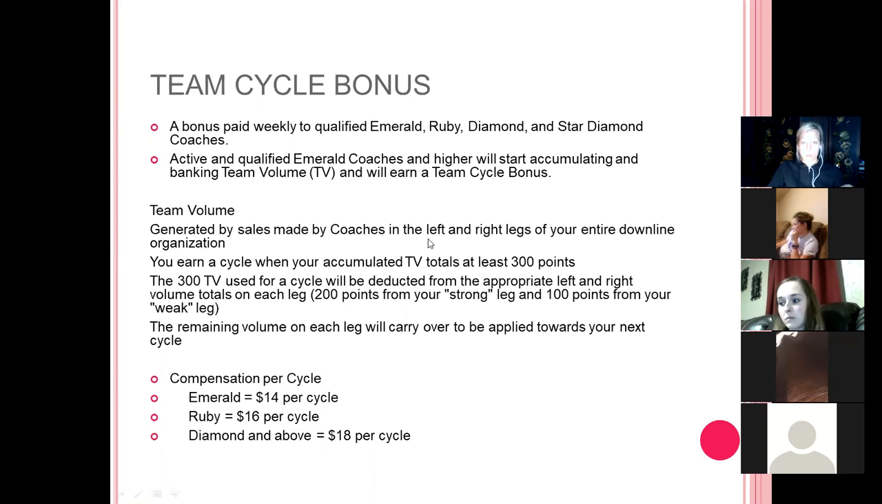Generated by sales made by coaches in your left or right leg of your entire downline organization. You earn a cycle when you accumulate the 300, 100 on your right, 200 on your left, and then any remaining gets banked into your carryover volume. Compensation per cycle, Emerald is $14 a cycle, Ruby is $16 a cycle, and then Diamond and above is $18 per cycle. This adds up very quickly, you guys, very quickly.